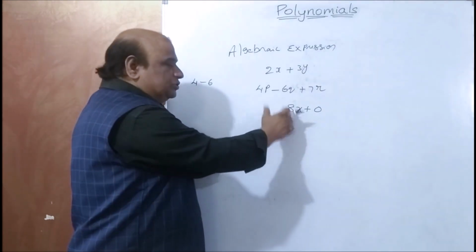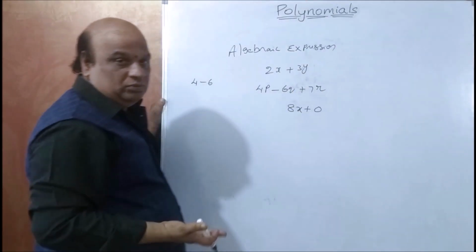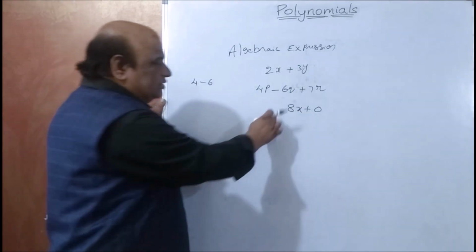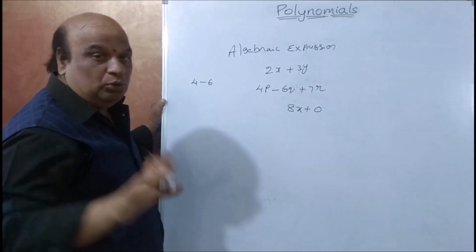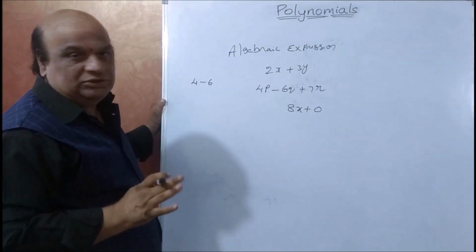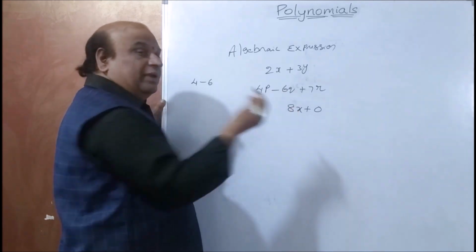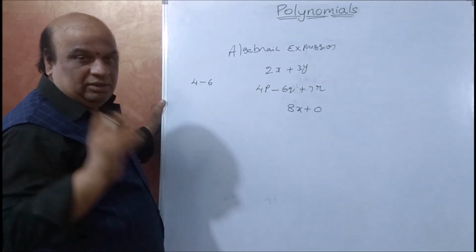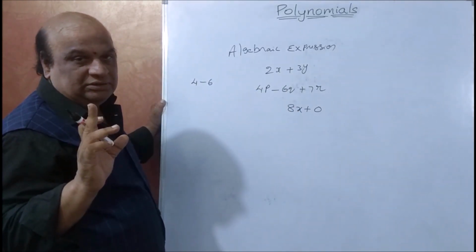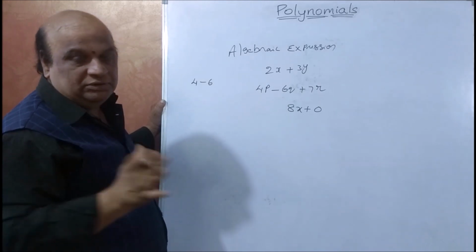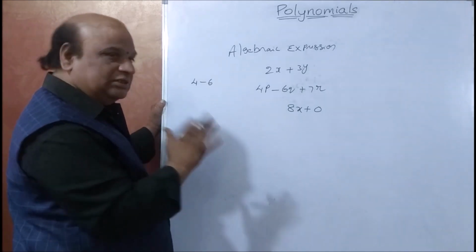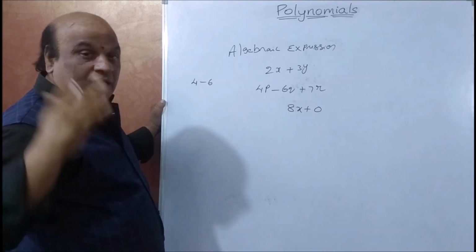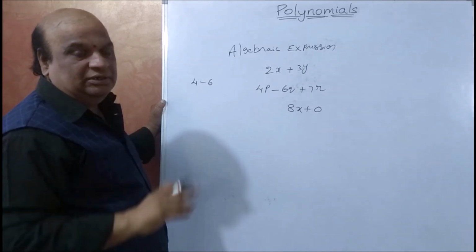So 8x means you should add 8x plus 0. Now it is also the sum of two algebraic terms, so it is called an algebraic expression. Observe these definitions. Don't get any confusion. First of all, 8x is an algebraic term. It is okay. Now it is an algebraic expression.